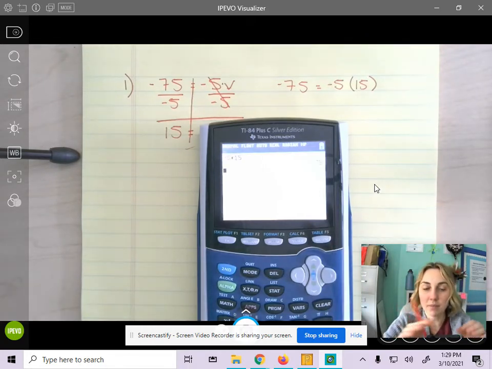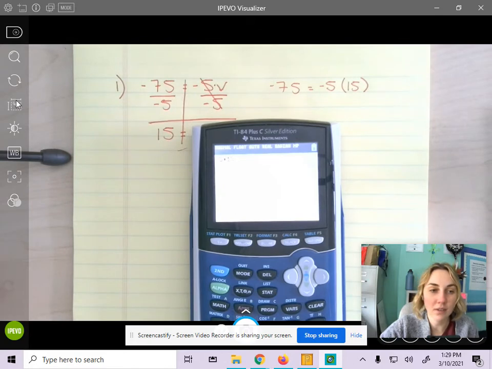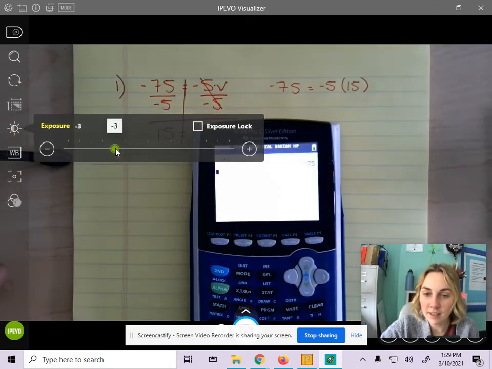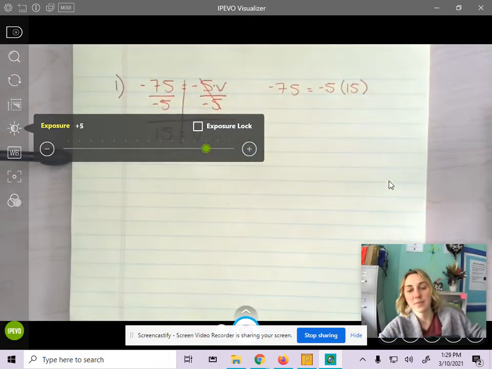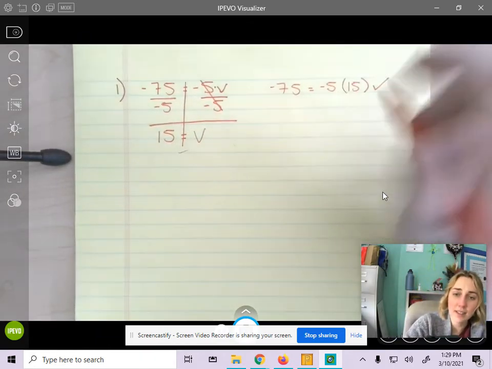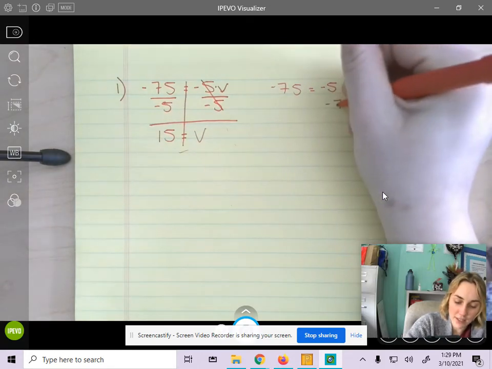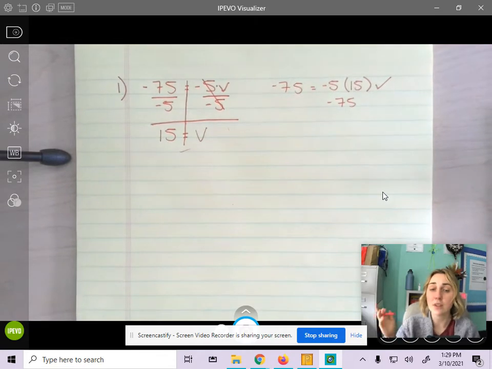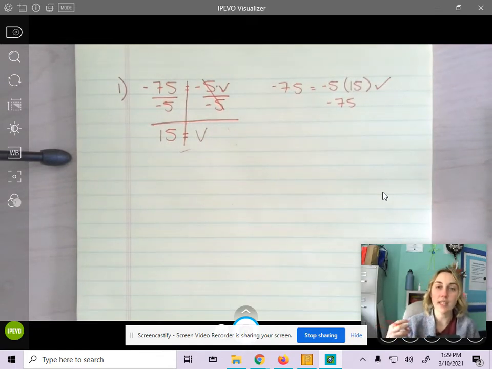As you can see, we have -5 there. That means this is correct. -5 times 15 does give us -75, which matches up, so we know this is correct. If you ever are wondering, do I have the correct answer, you can always plug it into the equation and see if you get the correct answer. You can always check your work, which I recommend.